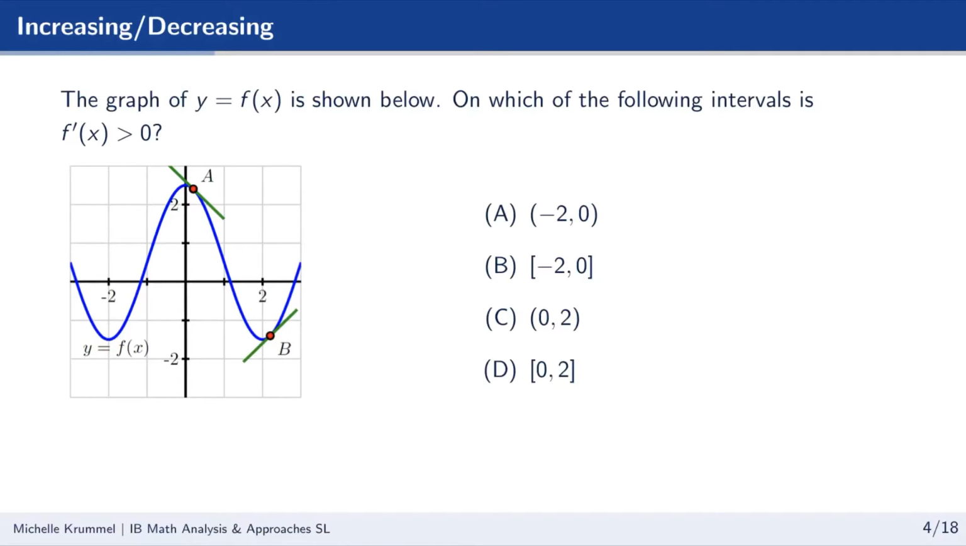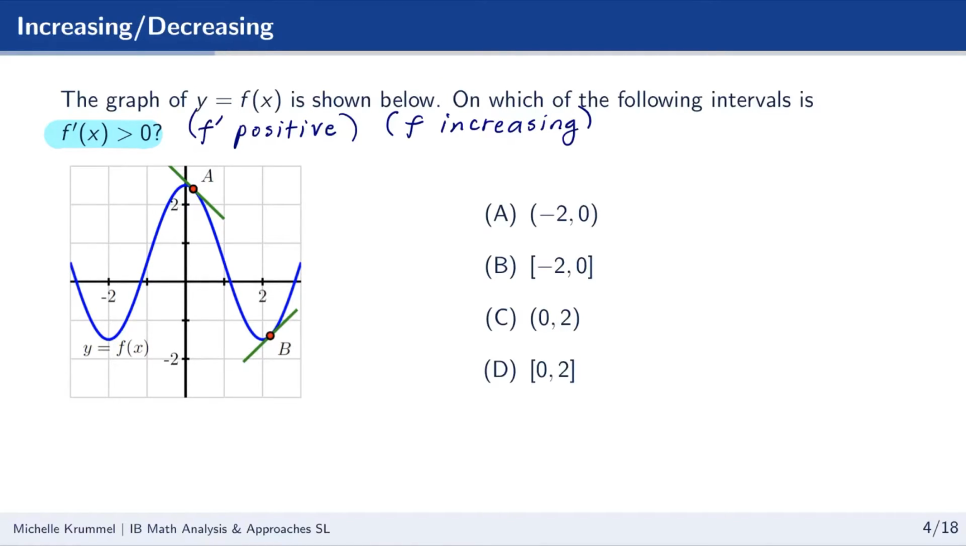In this example, we have the graph of f of x, and we're asked on which interval is f prime of x greater than 0. F prime of x greater than 0 means f prime is positive. But that also means f is increasing. We just made that connection a moment ago. If f prime is positive, then f is increasing. And since we have the graph of f, that's what we're looking for on the graph.